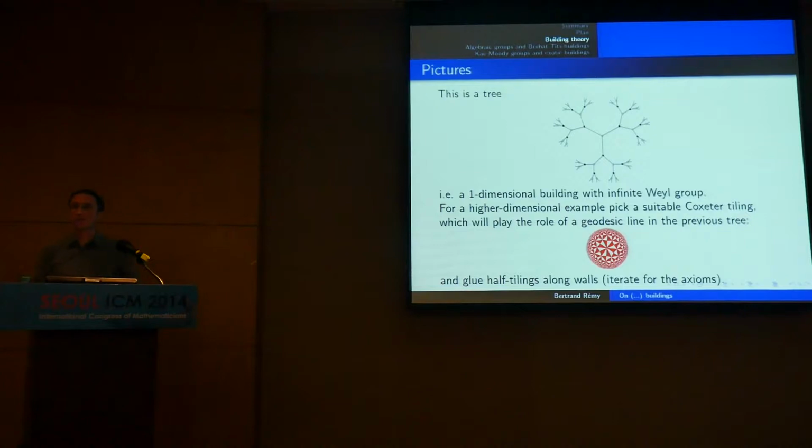Okay, so it's a bit of a pain to describe more precisely, and actually this is not usually the way you construct buildings. The usual way is to start with a group with nice combinatorics called a BN-pair or Tits system, and you get for free a highly transitive action on a building which is completely explicit from the combinatorics.